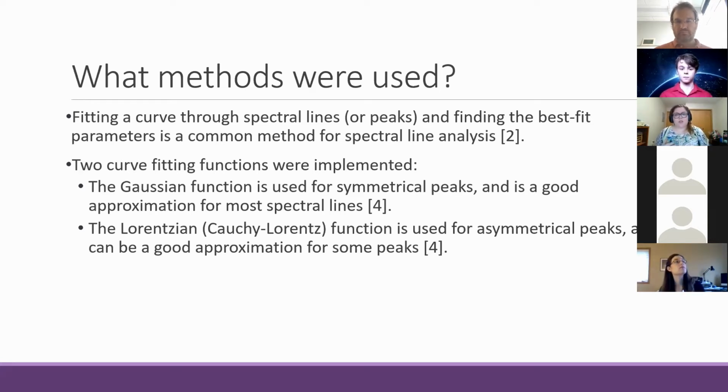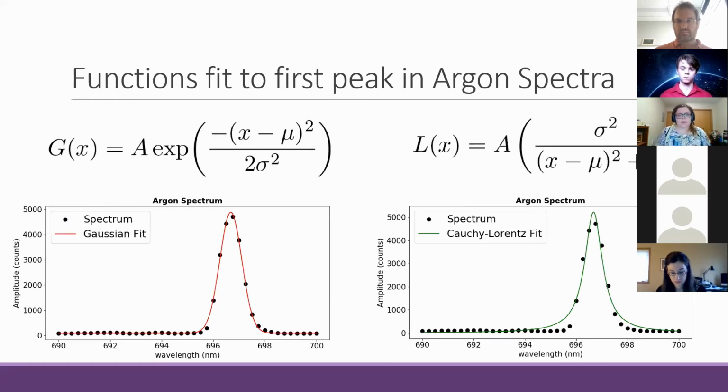The Gaussian function is most commonly seen in statistics, but it can be used to define any symmetrical bell-shaped curve. And the Lorentzian function is very similar to the Gaussian function, but it can be a better approximation for asymmetrical peaks. And so here are examples of our two fit functions fitted through the first line in an argon spectra.